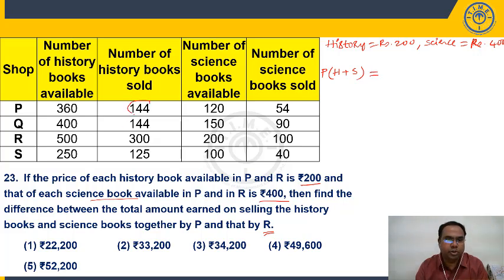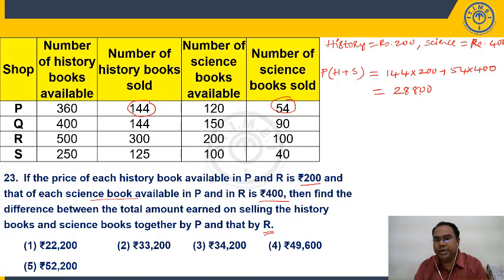If you see here P, history books is 144, it has sold, into price of each book is 200, and science books P has sold is 54, into science each book price is 400. So this is double: 144 into 2 is 288, followed by 2 zeros, 28,800. 54 fours, 54 doubles 108, 108 double, 216, 21,600. So how much is this? 28,800 plus 21,600 is 50,400. This is sold by P, history and science.